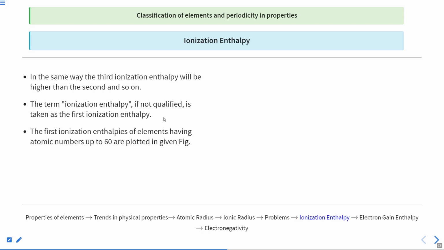In the same way, if you follow this order and talk about the third ionization enthalpy, suppose you have to convert aluminum to aluminum 3+. We have to remove an electron from an atom that is already a bivalent cation, so it will require even more energy. The term ionization enthalpy, if not qualified, is taken for the first. This is a very important line: if it is not mentioned which ionization enthalpy we are talking about, it is taken for granted that it is the first ionization enthalpy.